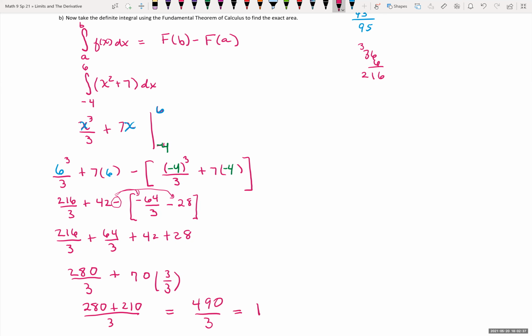3 goes into 4 once with a remainder of 1. 3 goes into 19 6 times with a remainder of 1. 3 goes into 10 3 times with a remainder of 1. So this would be 1/3. So 490 over 3 is the same thing as 163 and 1/3. Which our area we found was approximately 190. So we had an overestimate of that area under the curve and the x-axis.